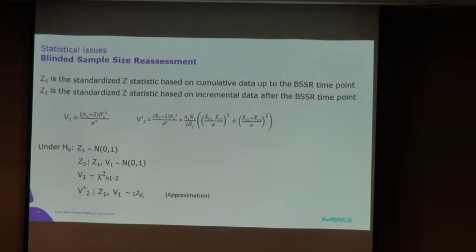So the way they did, they had Z1 being the standardized normal distribution for the data accumulated up to the sample size re-estimation point, and then Z2 being the standardized Z statistics based on the incremental data after the sample size re-estimation. And they derived the two variants. So you have V1, you have V2, but then with some correction to account for the accumulation of data. And they show that under the null hypothesis, you have those different distributions that can be derived, while for V2 star, which is related to the bias, linked to the pooled estimation of the variance, you can approximate to a chi-square, but it's an approximation.